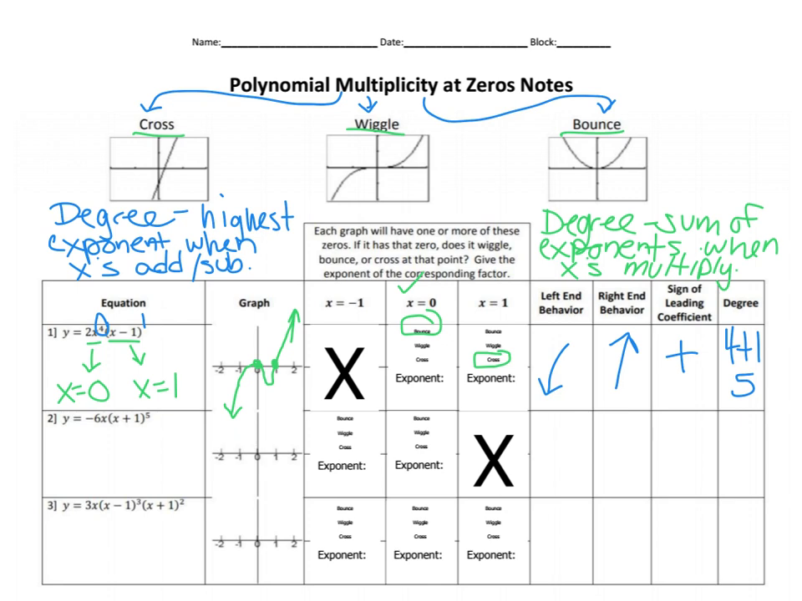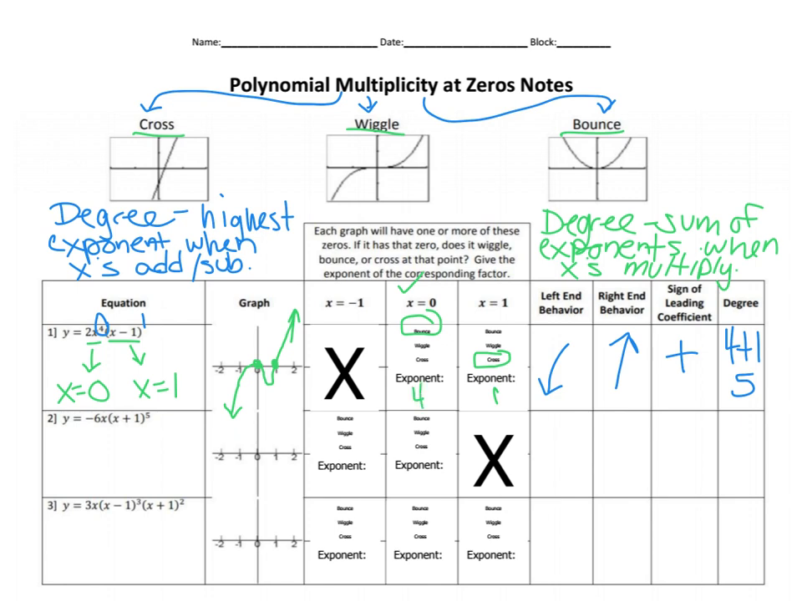The last thing that we are going to connect is the exponent. That has something to do with our multiplicity. So the exponent on each factor is what we're going to fill down here. So not the overall degree, but each individual exponent. The factor x minus 1 had an exponent of 1, and then the 2x to the 4th has an exponent of 4.